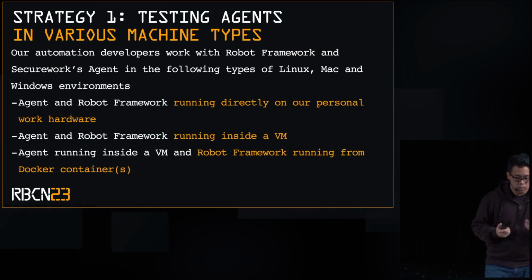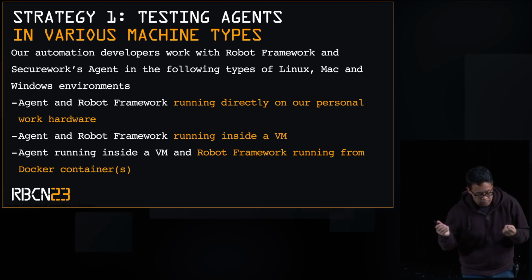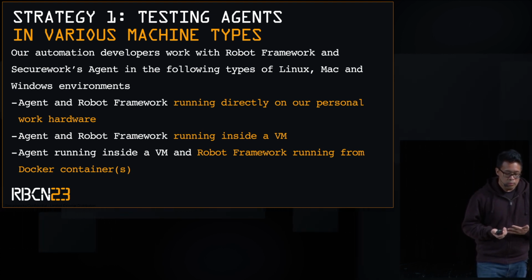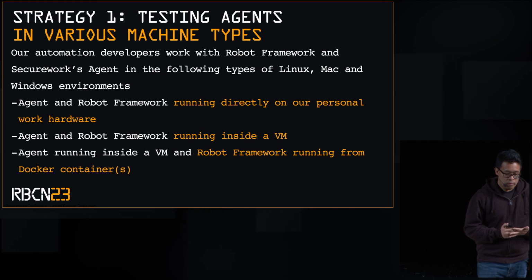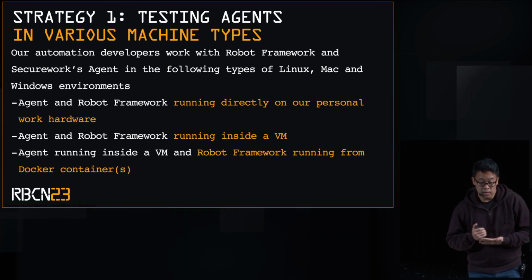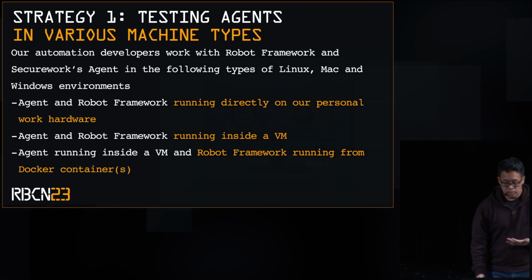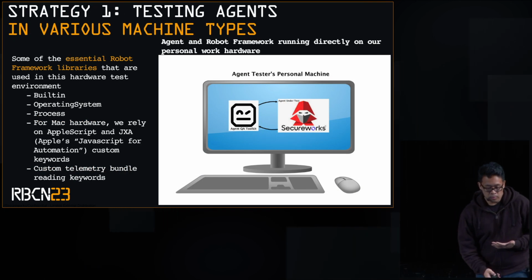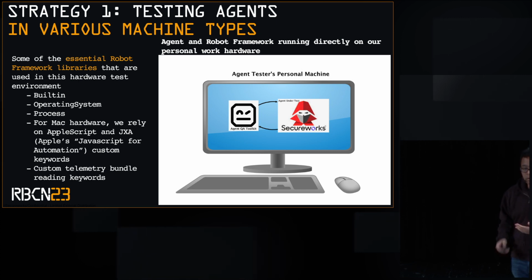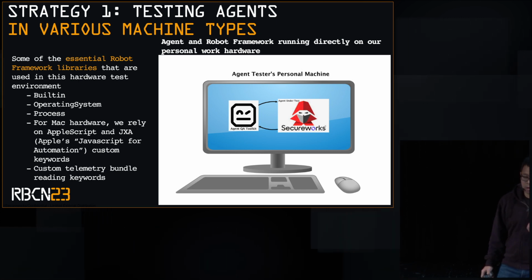Automation developers who work in Robot Framework at Secureworks tend to be running it directly on their own personal hardware, or running it inside their VM, or running Robot Framework from Docker containers. Here's an example of the agent and Robot Framework running directly on our personal work hardware.